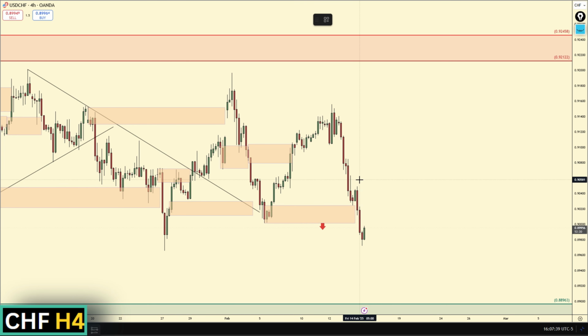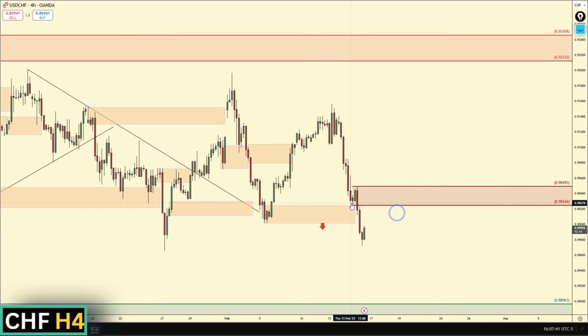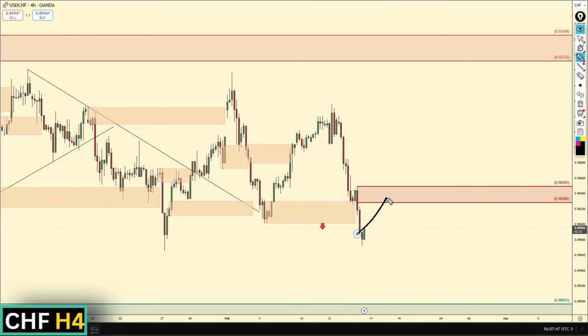We do have a little supply zone here as well on the 4-hour time frame. It is not amazing, but it's not terrible either. If we do pull back up to that supply at 0.90, 0.902, I think we could maybe see a move off of it to continue to push down and break the lows there. So that's really all I'm seeing on the Swiss right now.